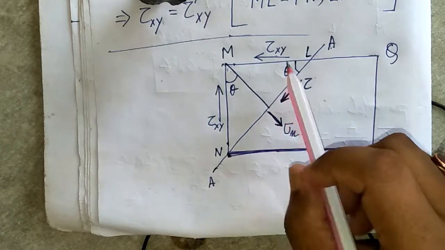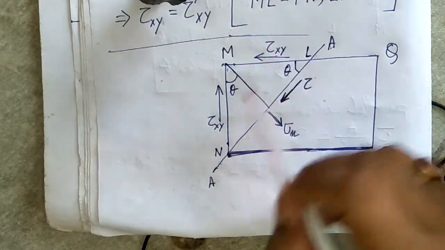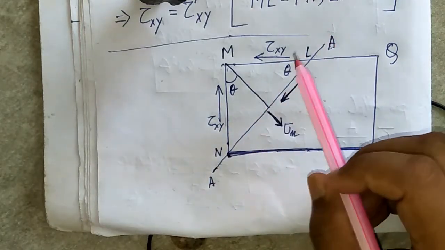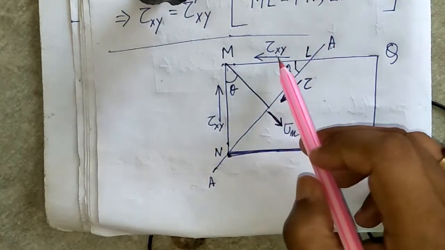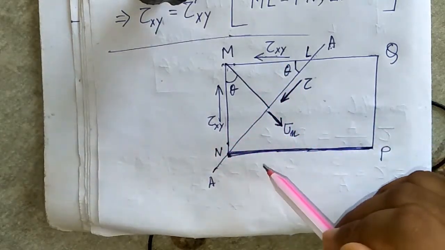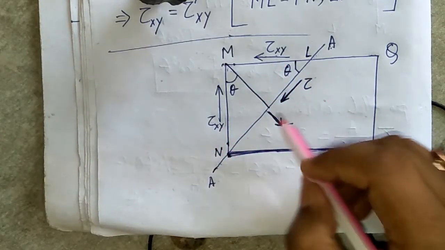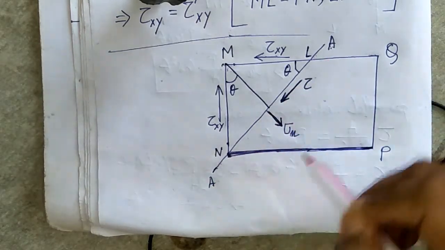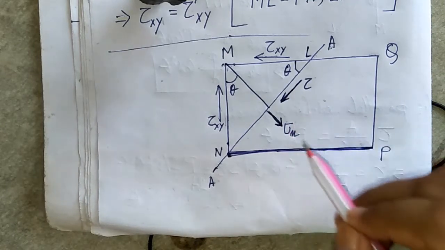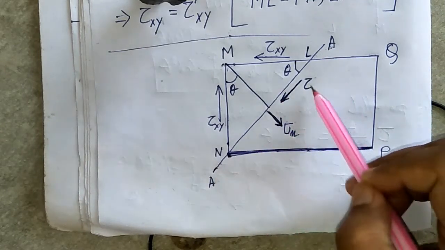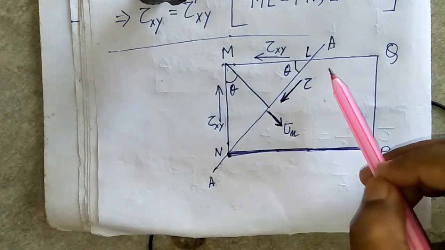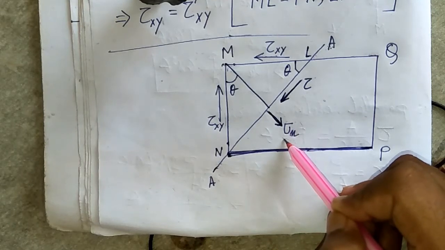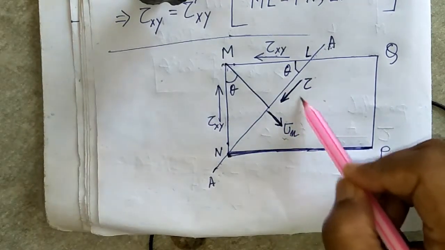The shear stress tau xy acts on both sides, because we have already seen that tau xy and tau dash xy are the same, so we have just written tau xy. The normal stress perpendicular to this AA plane is sigma n, and the shear stress along this AA plane is tau.